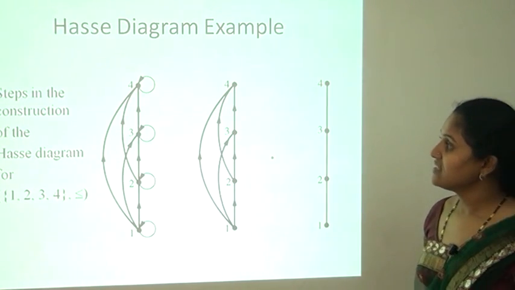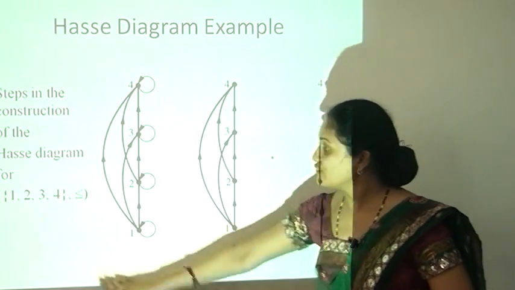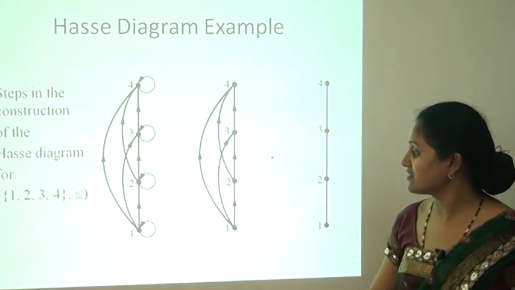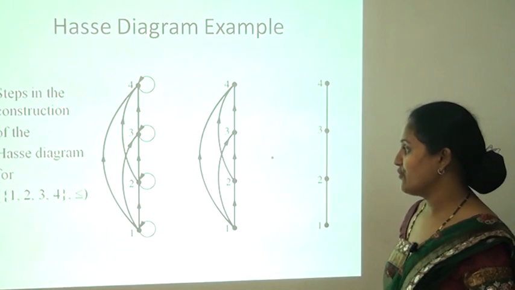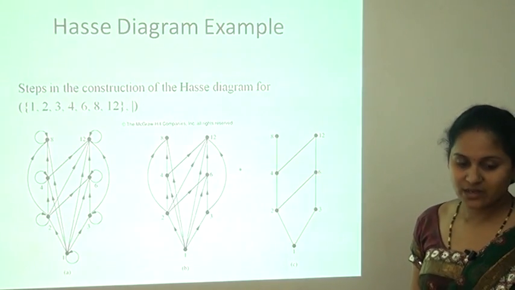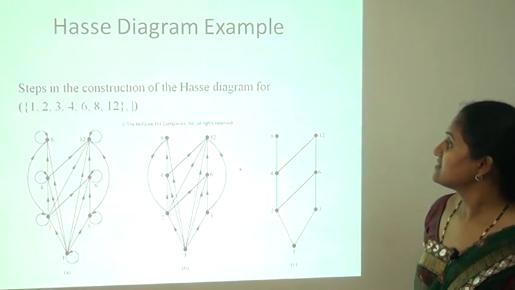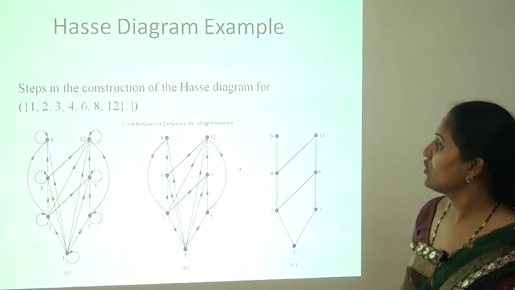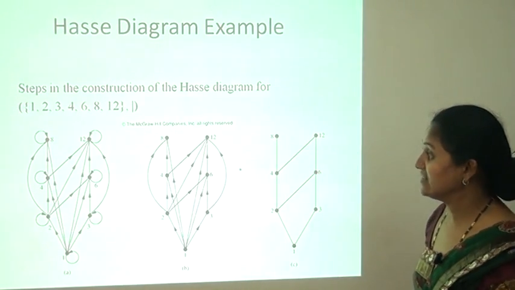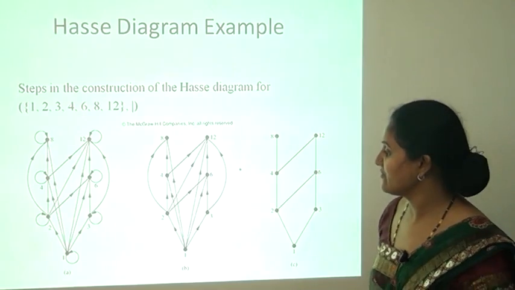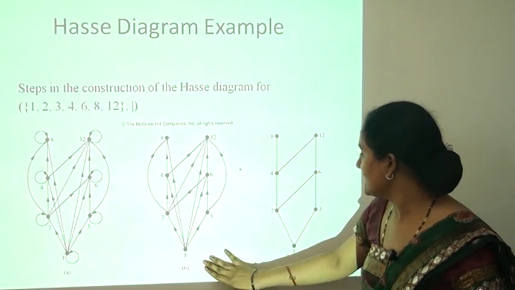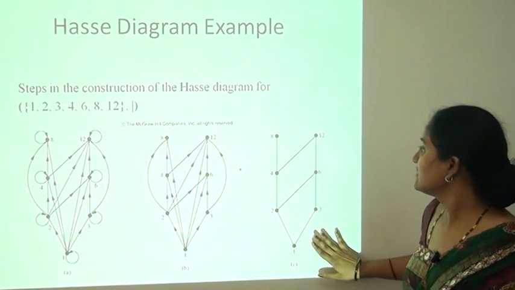Next, this is the second example: steps in the construction of the Hasse diagram for the set {1, 2, 3, 4}, with the same order, less than or equal to. This is the main graph, this is the graph with loops, this is the graph without loops, and finally this is the Hasse diagram, the final diagram. This is another example: steps in constructing the Hasse diagram for {1, 2, 3, 4, 6, 8, 12}, where the relation is divisibility. This graph has loops, this one is without loops, and this graph is the Hasse diagram.